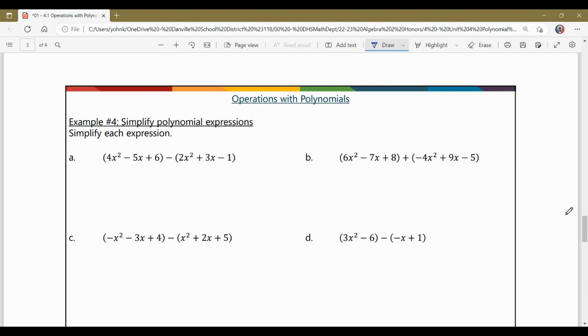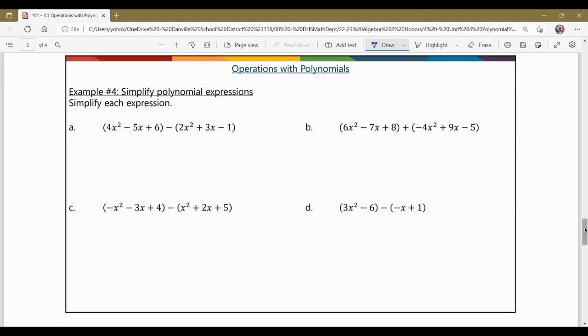All right, let's add and subtract polynomials. When you add and subtract polynomials, you want to find like terms. So in letter A, 4x squared minus 5x plus 6 minus 2x squared plus 3x minus 1. Well, you're going to grab your x squareds. So 4x squared minus 2x squared is 2x squared. Then you're going to take negative 5x minus 3x. That's negative 8x. And then you're going to take 6 minus a negative 1. And that's 6 plus 1 or 7.